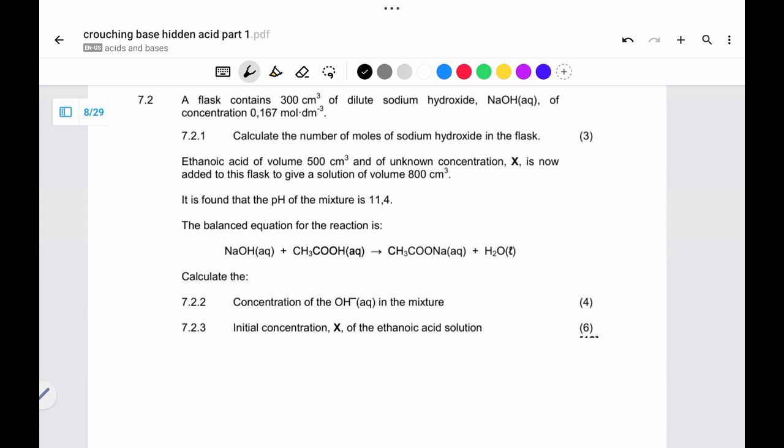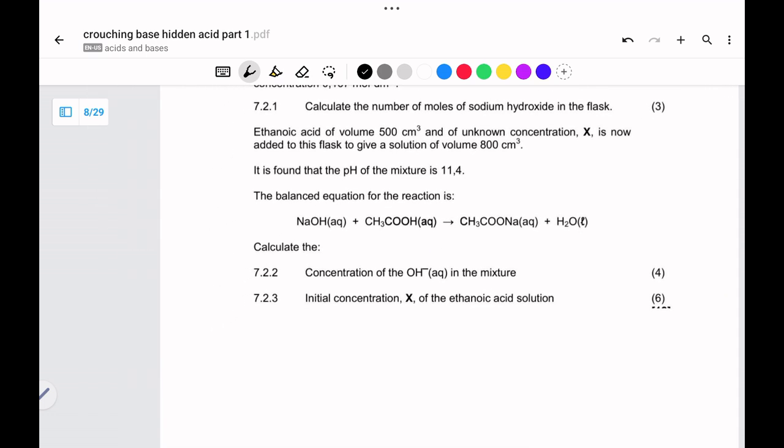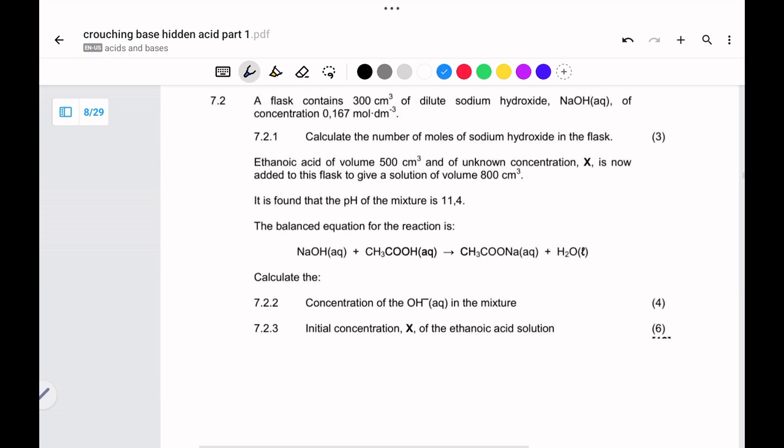The flask contains 300 cubic centimeters of dilute sodium hydroxide, NaOH, of concentration 0.167 moles per cubic decimeter. And then for 3 marks, calculate the number of moles of sodium hydroxide in the flask. Okay, easy stuff. Let's use this color. So we're given a concentration and the volume.